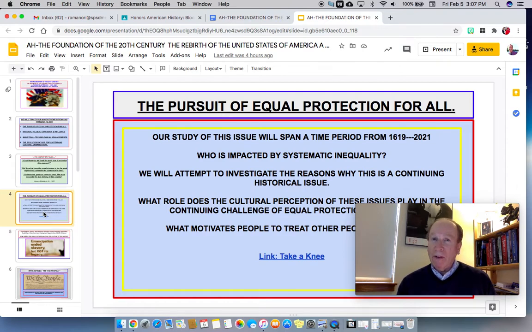The same way women have had to fight for equality in terms of corporate jobs and equal pay and being treated equally and respectfully in male dominated professions, they're battling not so much the law, but systematic discrimination. So we'll take a look at that. We'll look at the reasons why biases and prejudices continue, why the struggle for equal protection exists after 200 plus years in this nation, and then what motivates people to treat other people the way they did.